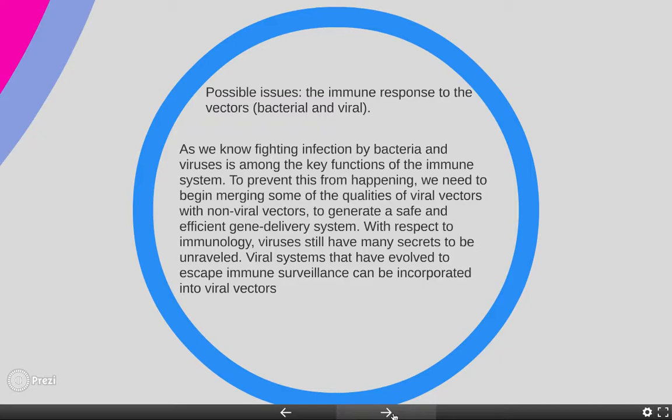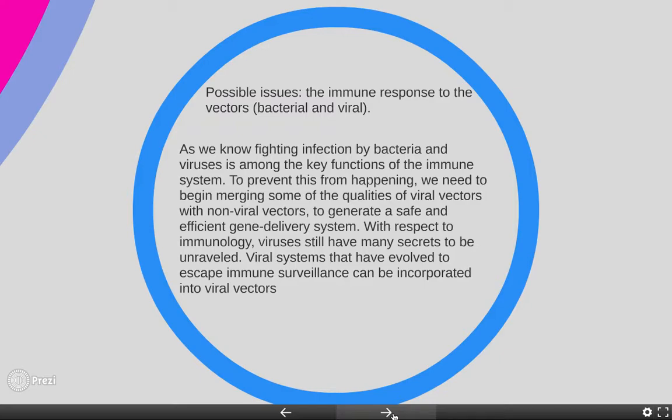There are possible issues with this that include the immune response to the vectors, both bacterial and viral. As we know, fighting infection by bacteria and viruses is among the key functions of our immune system. So to prevent this from happening to the viral vectors, we need to begin to merge some of the qualities of the viral vectors with non-viral vectors to generate a safe and efficient gene delivery system.